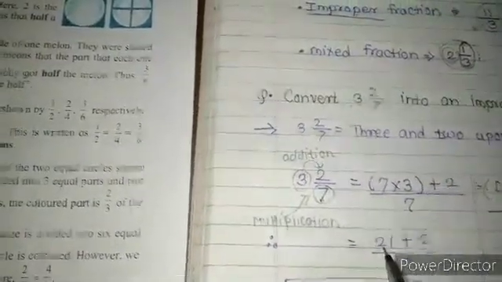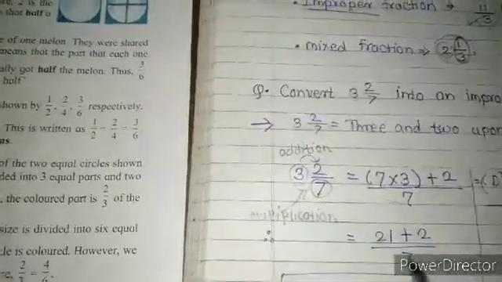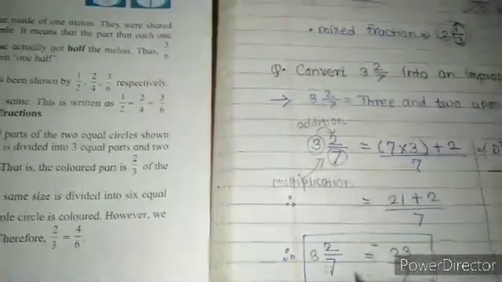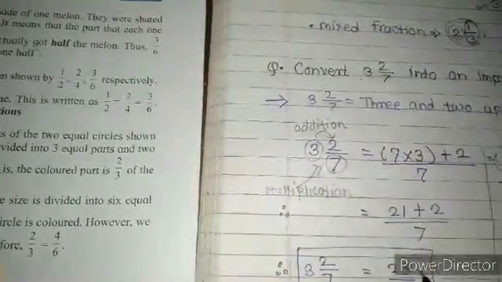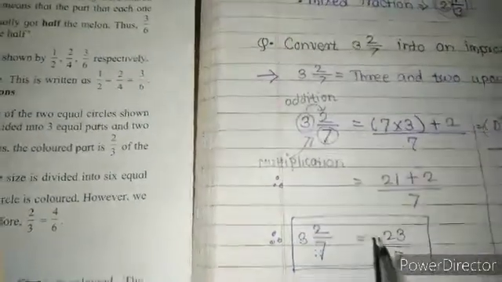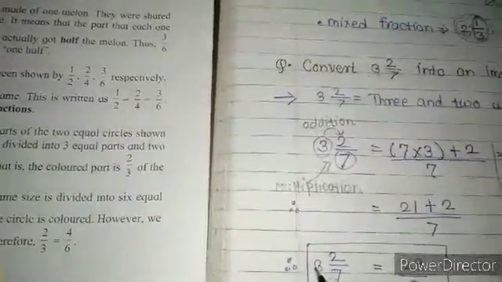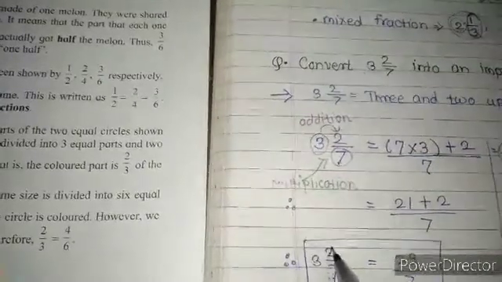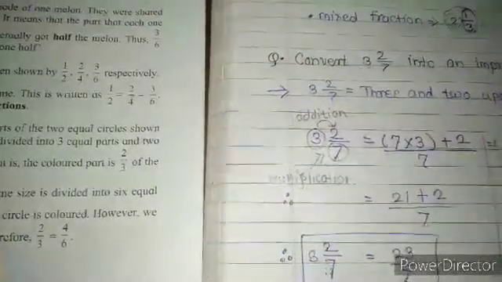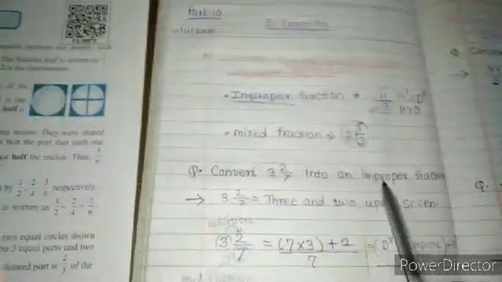So 7 3s are 21. 21 plus 2 upon 7. 21 plus 2 is 23 upon 7. So this mixed fraction is now converted into an improper fraction. Check whether it is an improper fraction or not. Yes, here the numerator is greater. So this is a simple way. What do we have to do? Do the multiplication of these numbers: 7 3s are 21, 21 plus 2 numerator, upon keeping the denominator as it is. This is the way to convert a mixed fraction into an improper fraction.